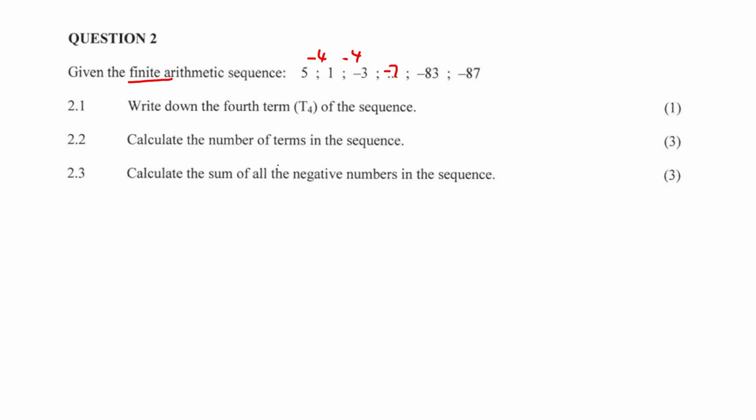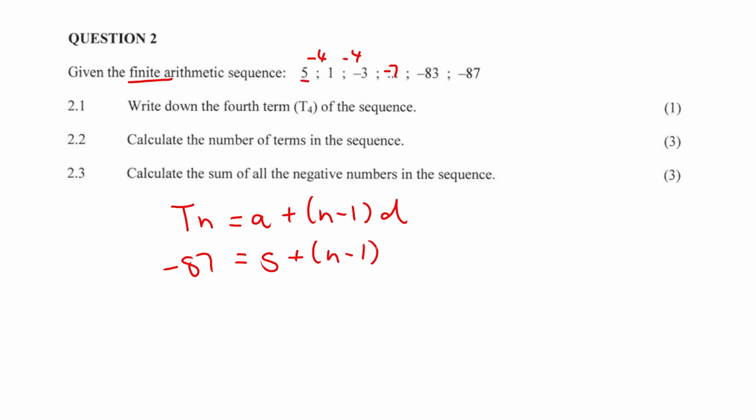That's 2.1. 2.2, calculate the number of terms in the sequence. So let us use our arithmetic sequence formula. This is what it looks like. It's coming straight from your formula sheet. You do not need to memorize it. Our last term is -87. Our first term is 5, that has been given, plus n minus 1. We don't know what n is. That's our unknown. We need to calculate it. And our common difference is going to be -4.